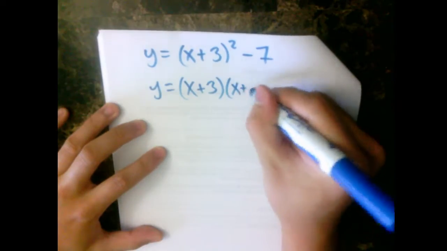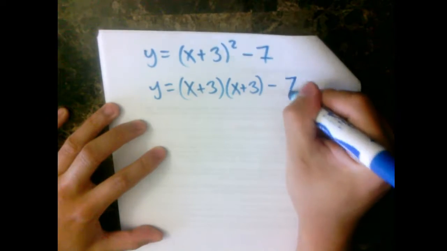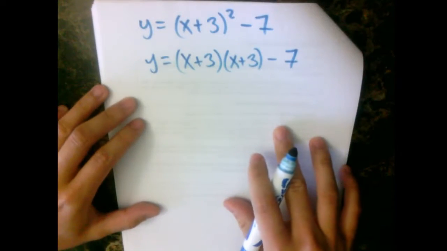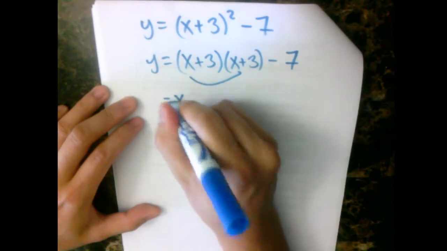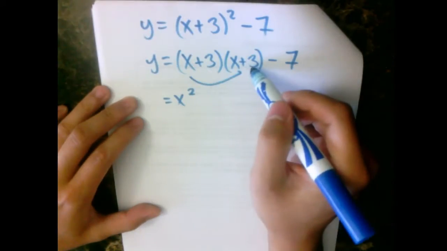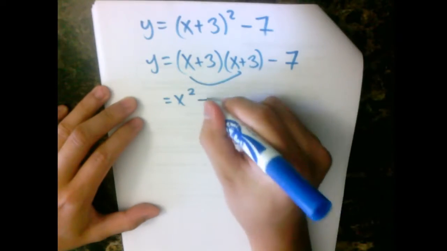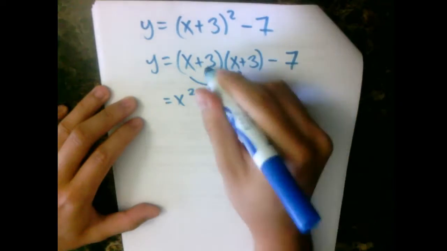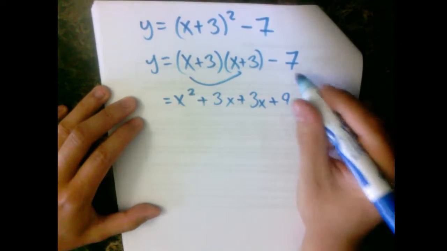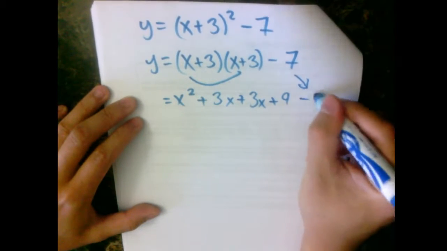And again, you can combine steps. There's no reason to really write this out, but I'm going to go ahead and write it out just so that you guys see every single thing that I'm doing. First times first is x squared. Outer times outer is 3x. Inner times inner is 3x. Last times last is 9. Don't forget you have that minus 7 at the end.